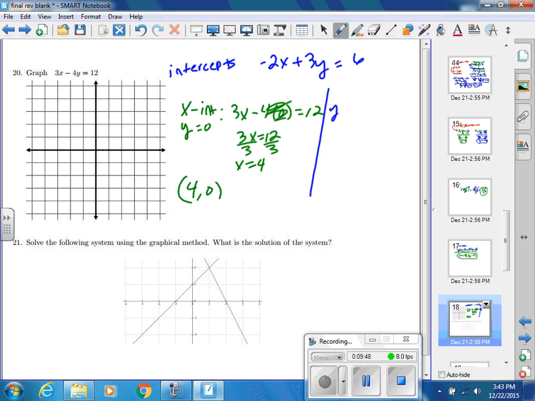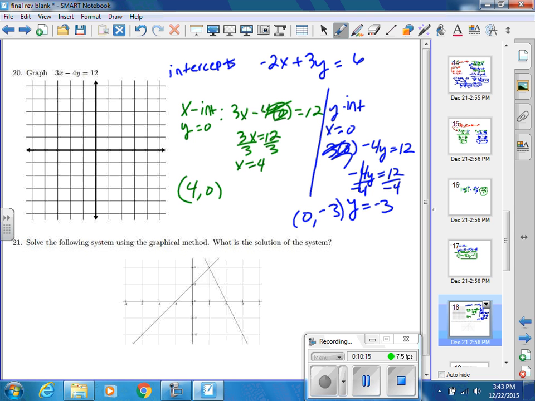Now let's find the y-intercept. This is the case where x equals 0. So I get, let me do it down here, 3 times 0 minus 4y equals 12. Again, I ignored that. So minus 4y equals 12. Divide by negative 4. Y is equal to negative 3. So this is the point 0, negative 3. Now, I go ahead and put these dots on the graph.